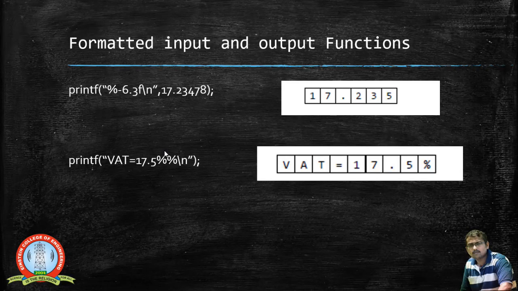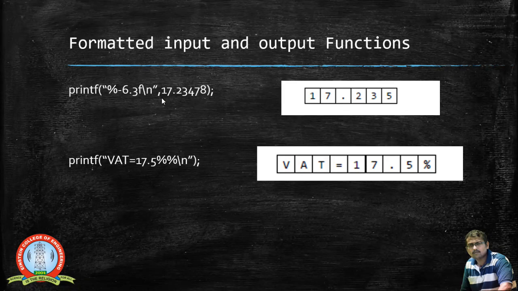And similarly, this is one more example where we have a number which is 17.23478. Now the total is 6, out of which after the decimal point we can have only 3 digits. So it is 234, and it has to be rounded off to 3 digits. Since the next value is 7, it will be rounded off to 2, 3, 5. And before this decimal point we can have 3 digits.